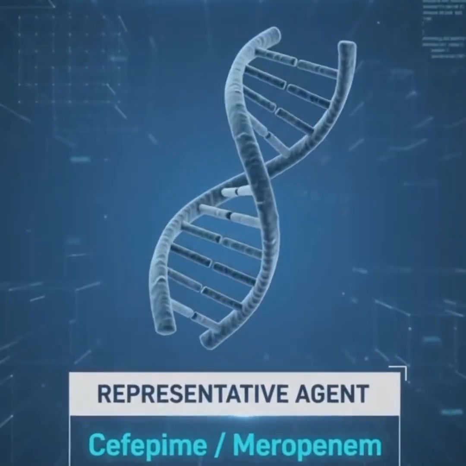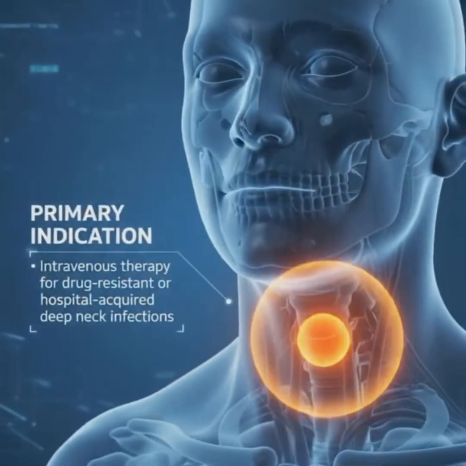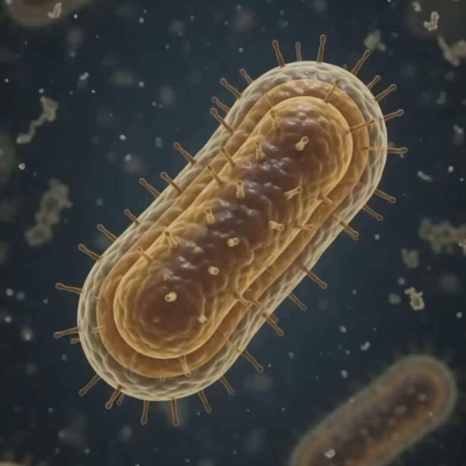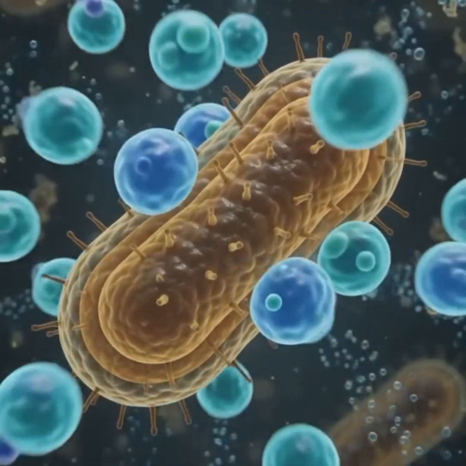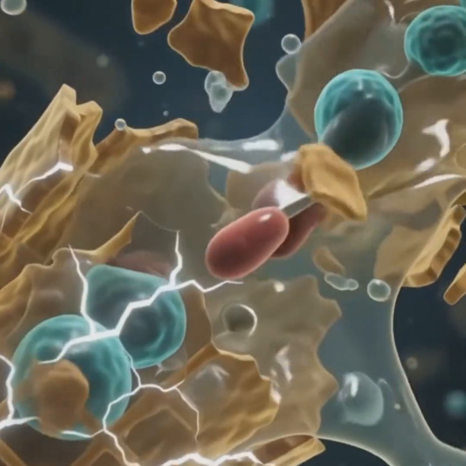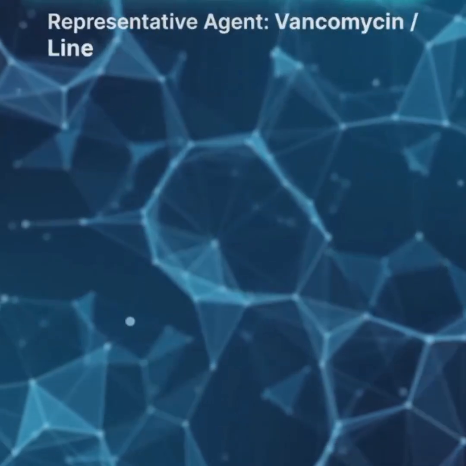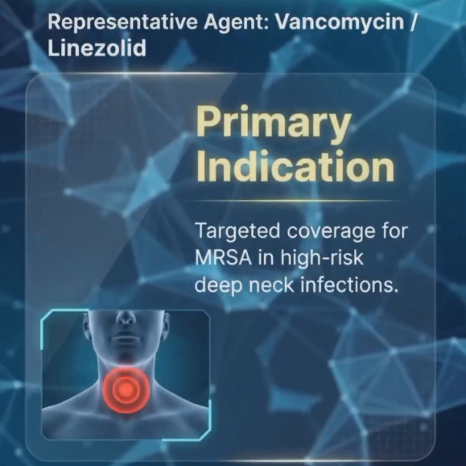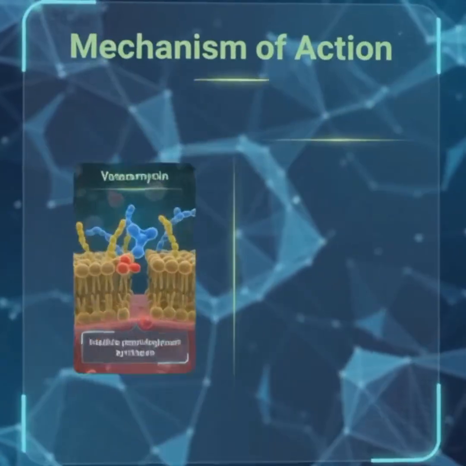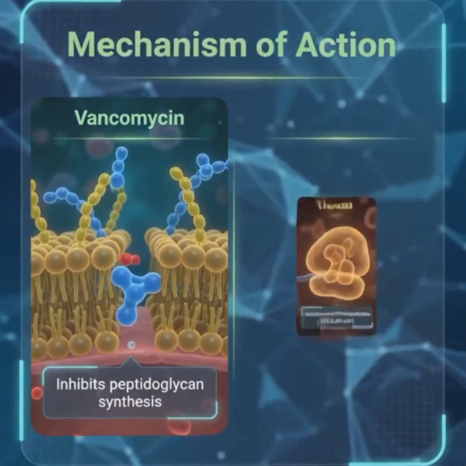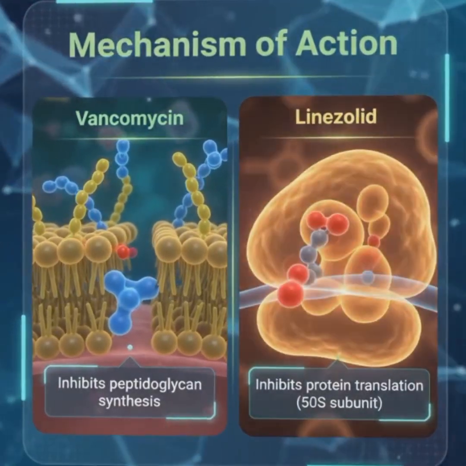Class, systemic antibiotics. Representative agents, cefepime and meropenem. Primary indication, deep neck infections. Mechanism, cell wall disruption. Drug class, systemic antibiotics. Primary indication, targeted MRSA coverage. Vancomycin inhibits cell wall synthesis, while linezolid stops protein translation.